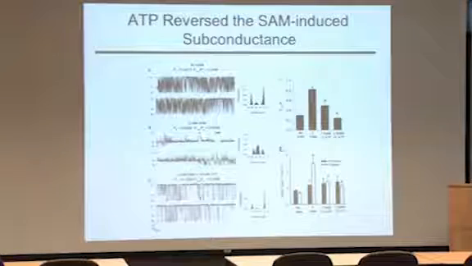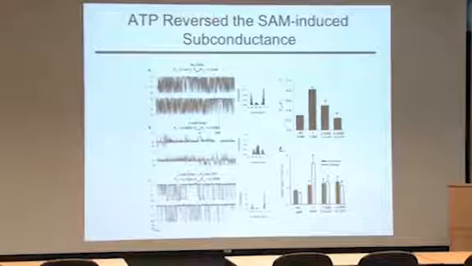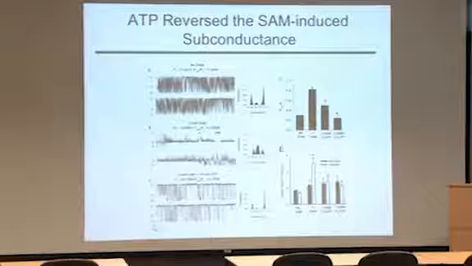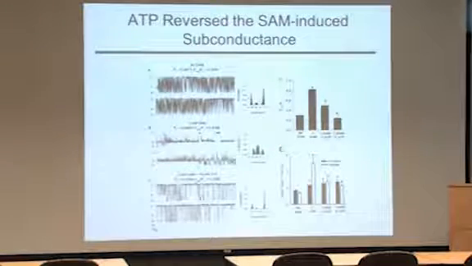So ATP and SAM: we thought that SAM was acting via the adenine nucleotide site to turn on the channel. So was the substate also mediated via this ATP binding site? To answer that question, we incorporated our channels, activated them with SAM, got the substates, and then added high concentrations of ATP, and what we saw was a reversal of the subconductance state, suggesting that ATP and SAM are competing for the same site. So binding ATP, you don't have the substate; you bind SAM, you have the substate.